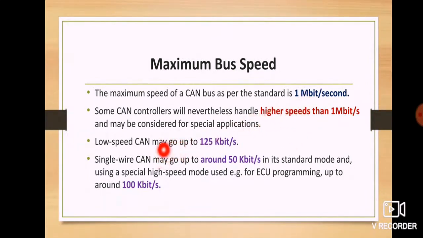Here we have two CANs, a low speed CAN and a high speed CAN. The low speed CAN may go up to just 125 kbps. The relation between kbps and Mbps is, as you know, 1024 kbps is 1 Mbps. So this low speed CAN is not at all 1 Mbps; it is just about 25 percent of the standard CAN. The single wire CAN may go up to around 50 kbps in its standard mode, and using a special high speed mode for easy programming, up to around 100 kbps. That is what has been defined for the low speed CAN and the single wire CAN.